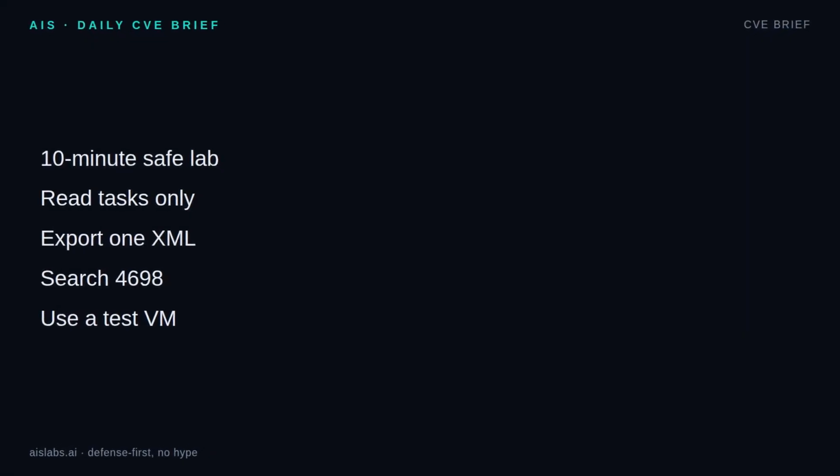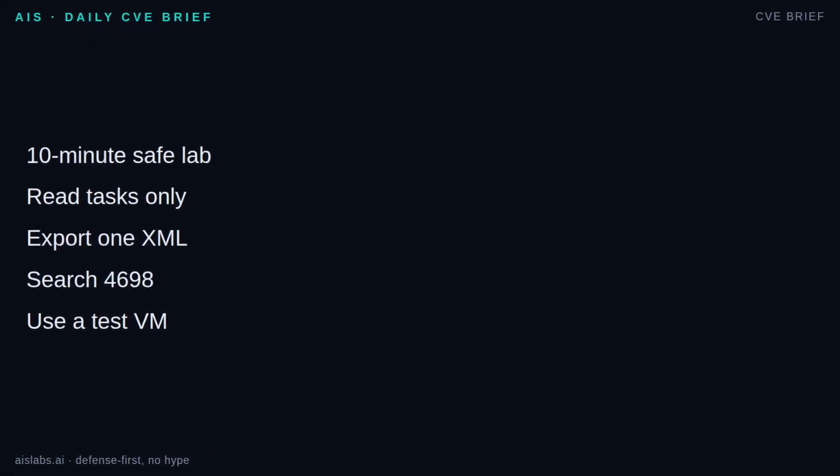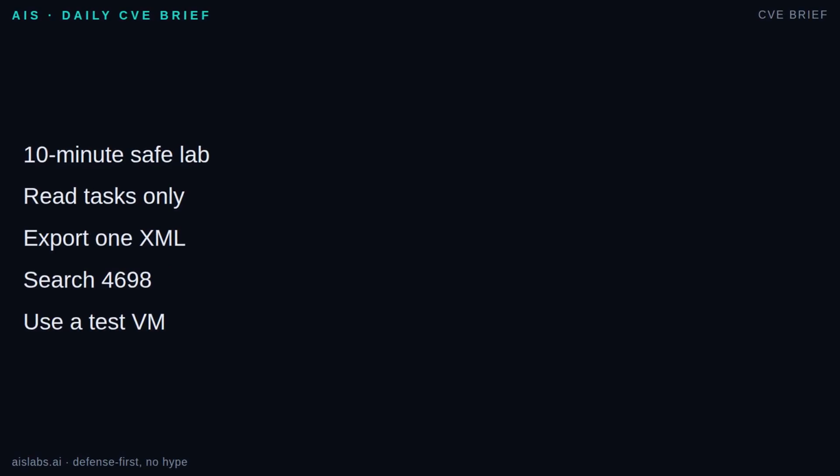Ten minute safe exercise. On your own workstation or a test virtual machine, run Get-ScheduledTask and sort by task path. Pick one built-in task and inspect it with Get-ScheduledTaskInfo. Then export one harmless task to XML. Export-ScheduledTask -TaskName, -TaskPath, and save it to a file. Do not register anything on production for this drill.